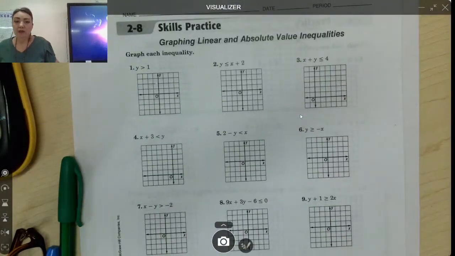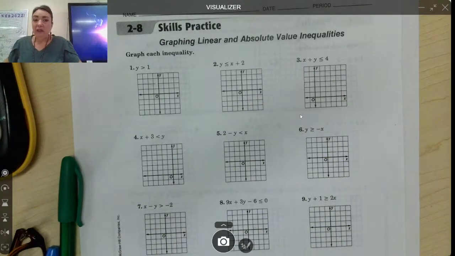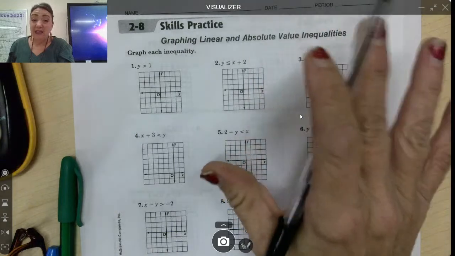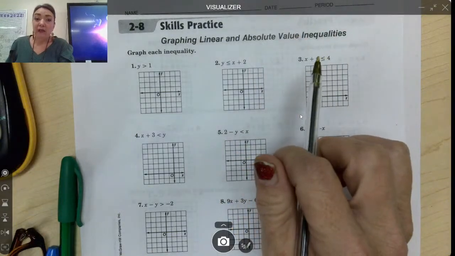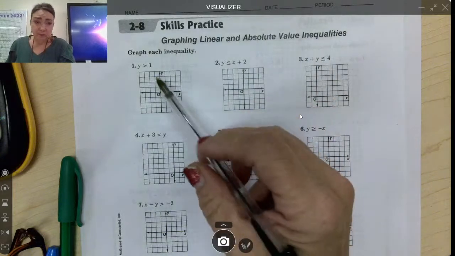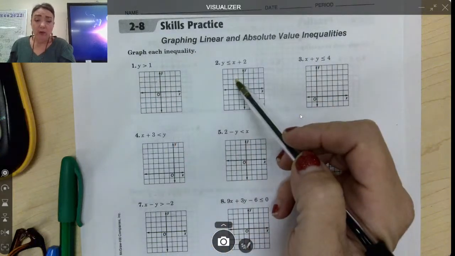So we're going to look at the skills practice on graphing linear and absolute value inequalities. Okay, so here's the deal. When you're graphing a linear inequality, it is exactly like graphing a linear equation with one exception. So we're going to skip number 1, but go to number 2 really quick.